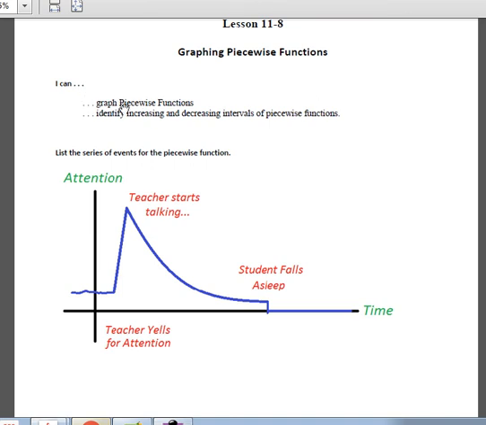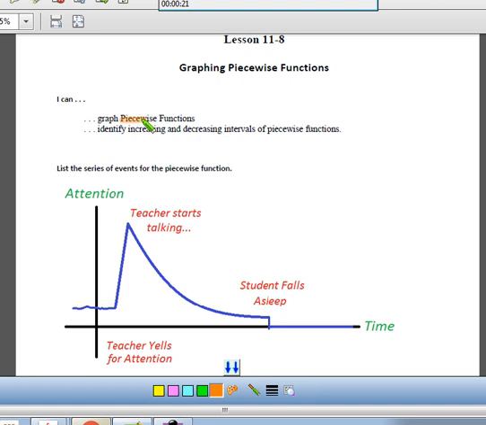Alright, the lesson targets. I can graph piecewise functions, and we'll talk about what piecewise is. And I can identify increasing and decreasing intervals of piecewise functions. So, list the series of events for the piecewise function. Piecewise means we have a little bit of one function, a little bit of another, attached to a little bit of another. It is not all linear, it is not all quadratic, it is not all exponential.